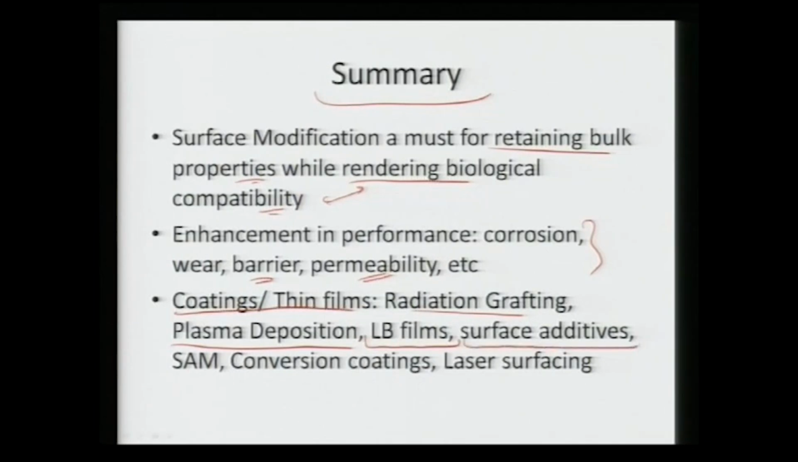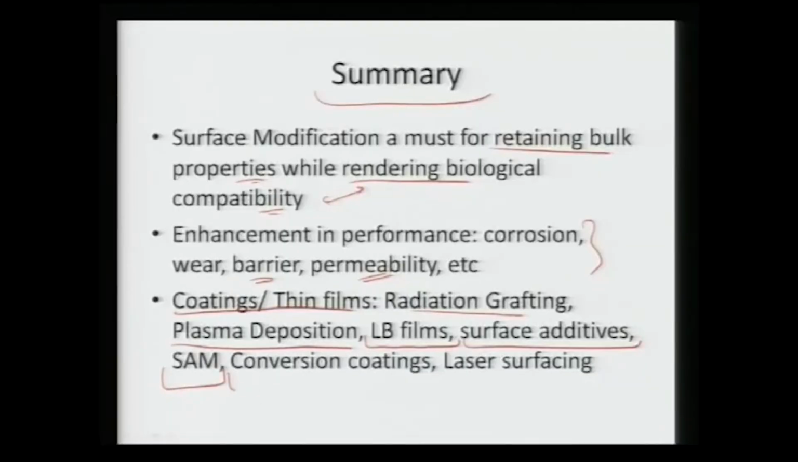We can add surface additives which are incorporated into the bulk of the material, and they tend to come to the surface because of the mobility of this particular additive. Since the interface energy of this additive is much higher with the bulk material, it can have certain mobility and it can come to the surface and impart certain functionality. Then we have self assembled monolayers. We can also have conversion coatings, and we can also have laser surfacing.